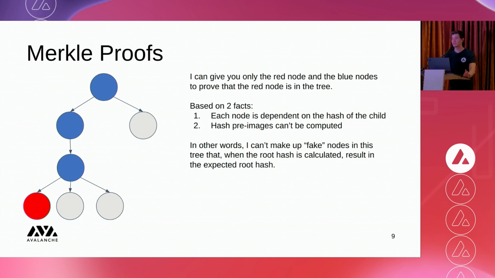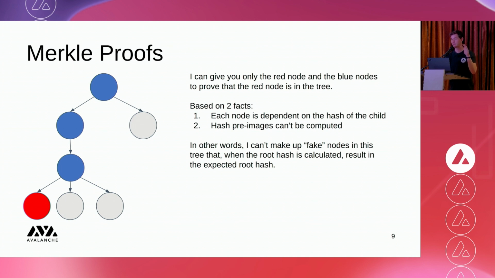So the way that I do this is I give you the root, and you know the hash of the root. So when I give you the root, you just hash it, and you check that the hash that you got was the hash that you expected, right? So you trust the root now.